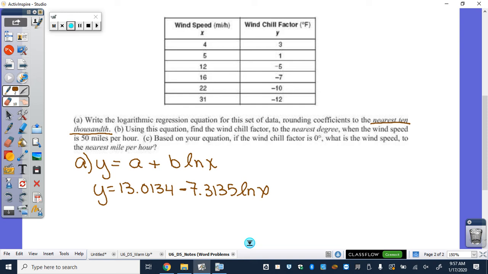No, because remember it's base e. I'm not putting it in exponential form, I'm putting it in log form.